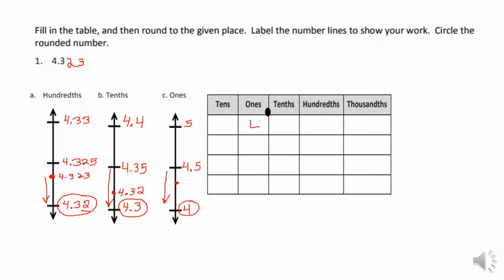So as far as this goes, we know that it will be 4 and 32 hundredths to the hundredth. It would end up being 4 and 3/10 to the tenths. And we would end up with 4 to the ones.